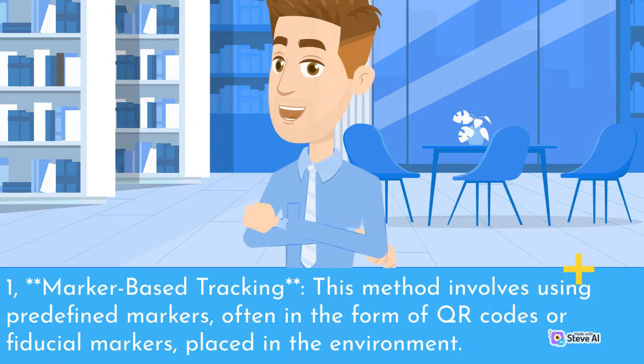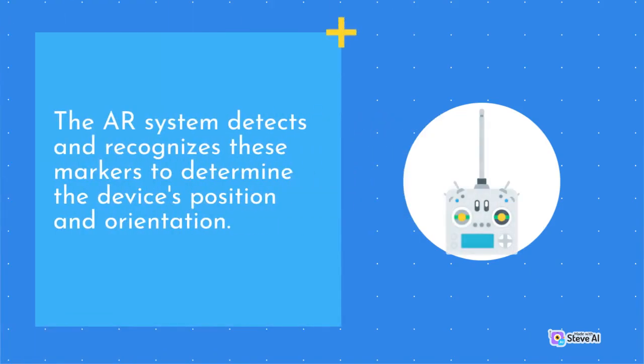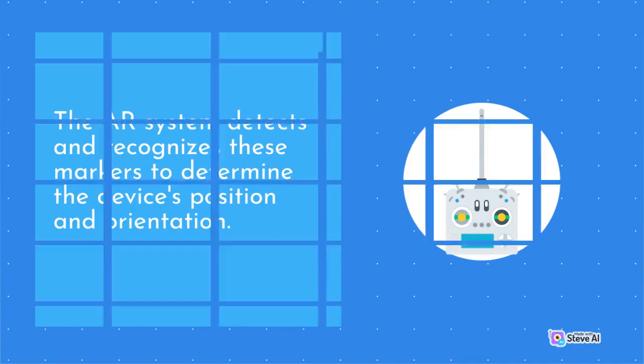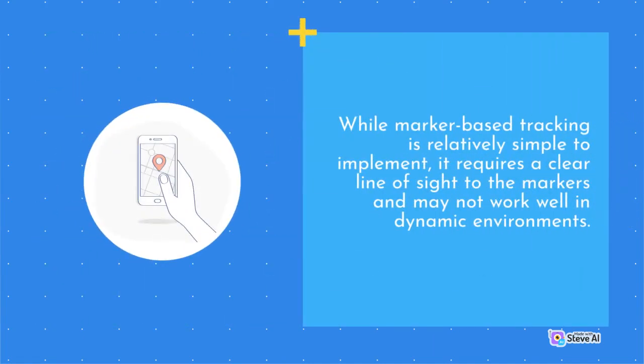1. Marker-based tracking. This method involves using predefined markers, often in the form of QR codes or fiducial markers, placed in the environment. The AR system detects and recognizes these markers to determine the device's position and orientation. While marker-based tracking is relatively simple to implement, it requires a clear line of sight to the markers and may not work well in dynamic environments.